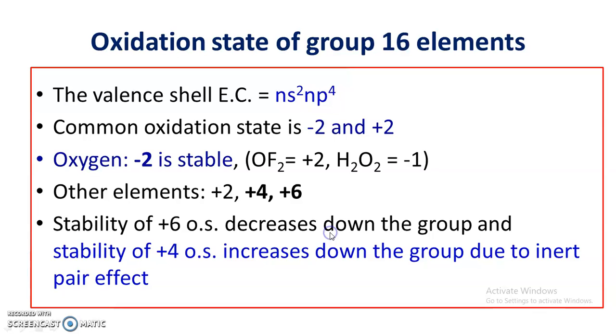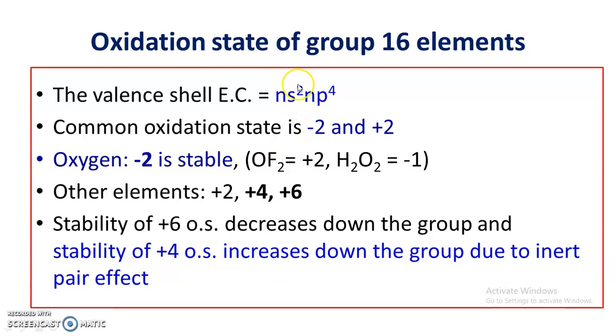also. But the stability of +6 oxidation state decreases down the group, that is from sulfur to polonium, and stability of +4 oxidation state increases down the group, and this is due to inert pair effect. Why does stability of +4 oxidation state increase from sulfur to polonium, or from selenium to polonium? The reason is inert pair effect.